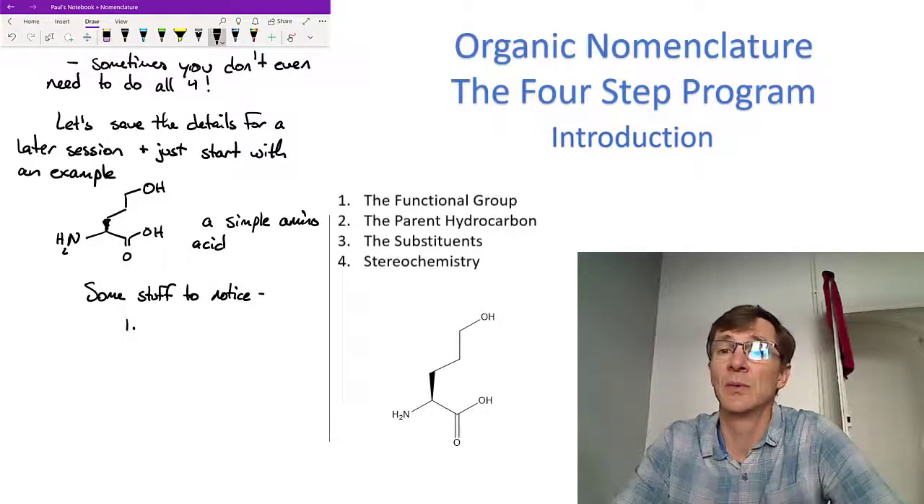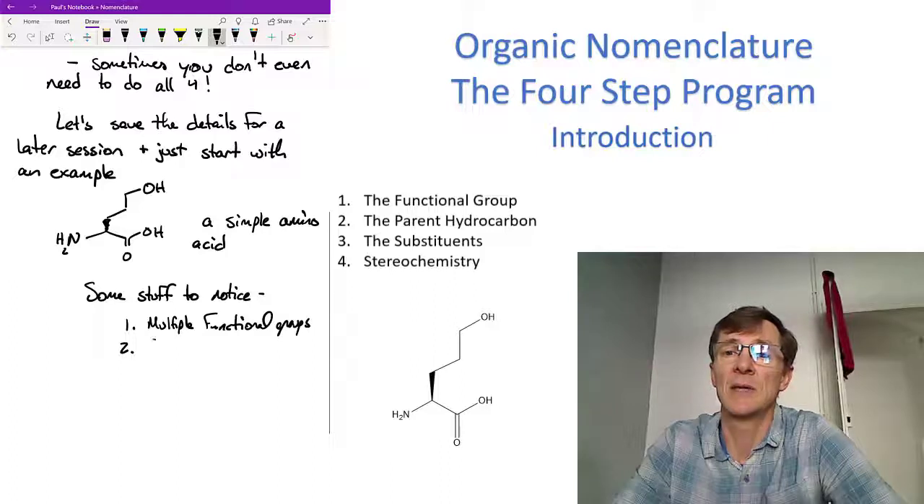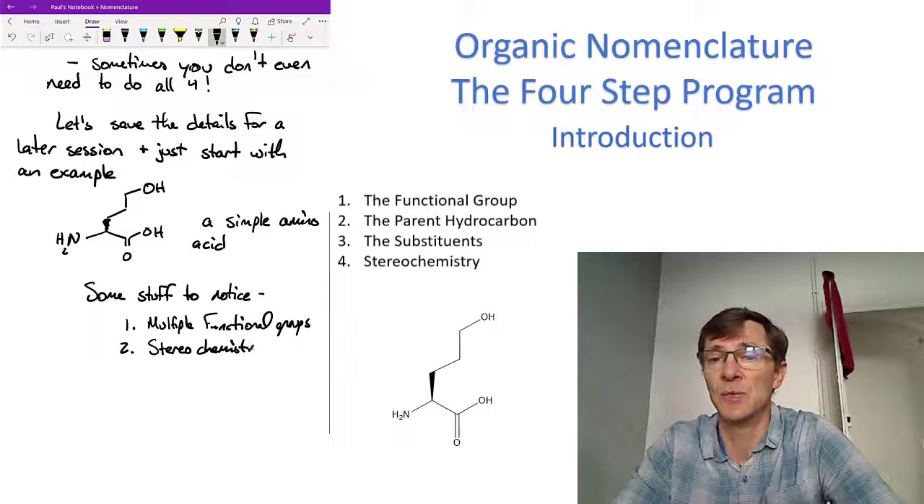Our 3 groups here, the amino group, the carboxylic acid, and the alcohol, can be compared with this list to see who is higher on the list than the other 2 are. And in this case, the thing that is on the top of the list would be the carboxylic acid. So this molecule, when we get to step 1, which is to pick a functional group, that functional group is going to be the carboxylic acid. That makes the amino group and the alcohol group part of step 3, which is the substituents.